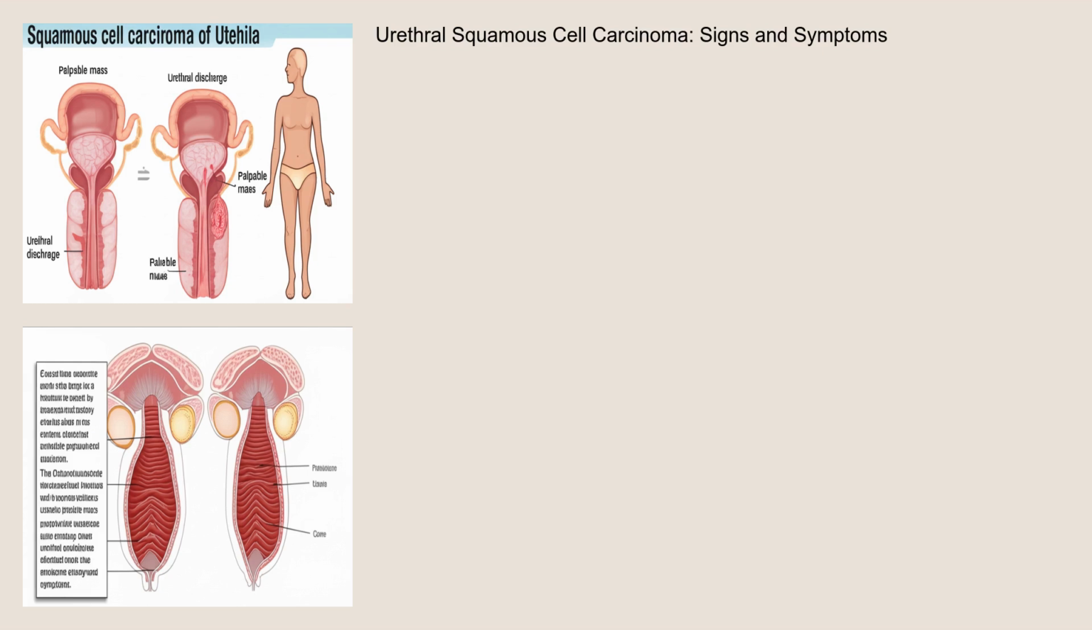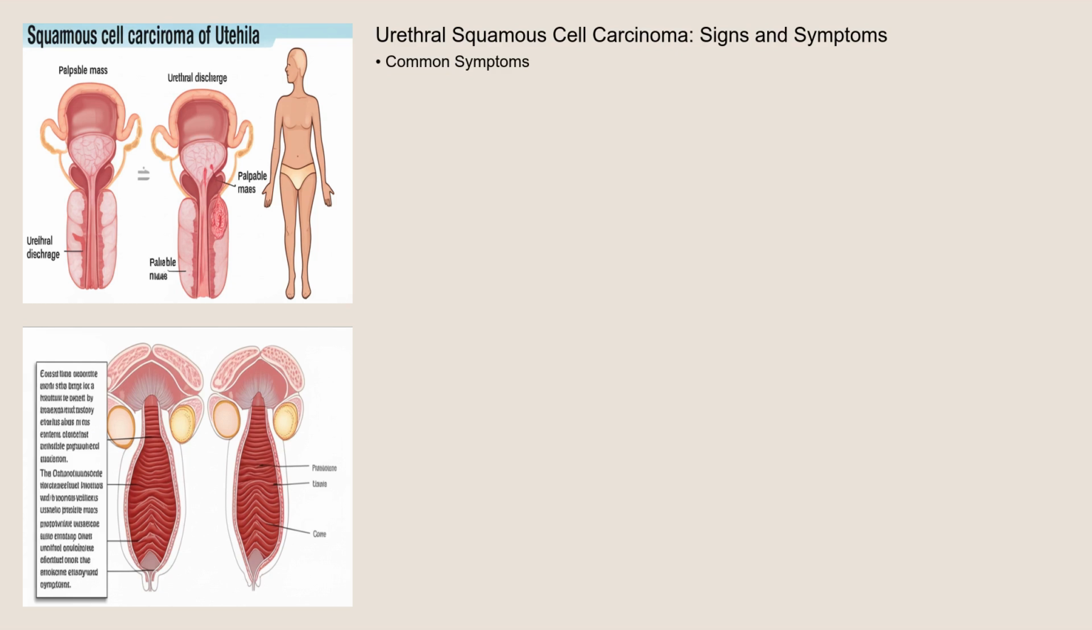The signs and symptoms of urethral squamous cell carcinoma can be varied and sometimes nonspecific, leading to delayed diagnosis. Common symptoms include hematuria, or blood in the urine, dysuria or painful urination, urinary frequency or urgency, a palpable mass in the urethra or groin area, and urethral discharge.